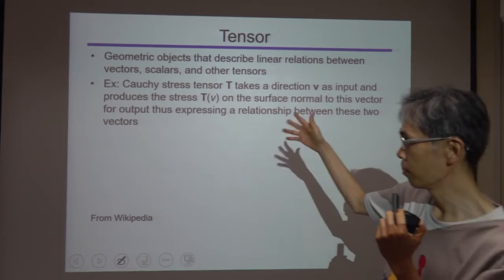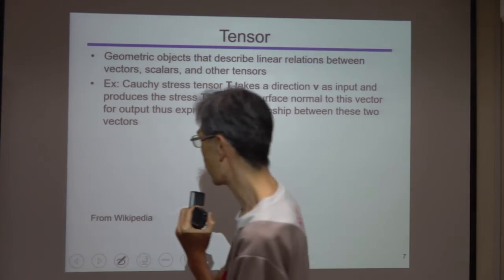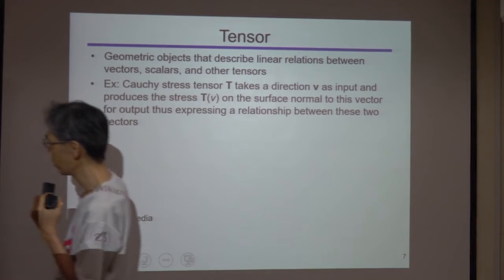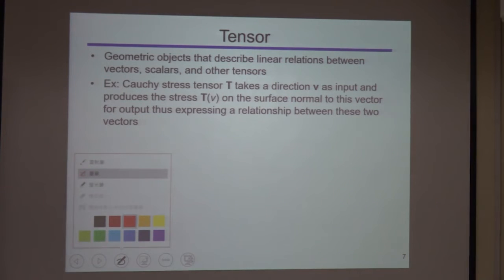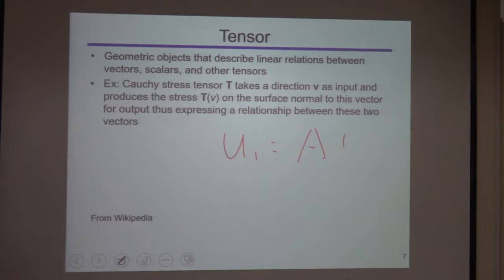And tensor, if we have vector 1, U1, U1 equal to A times U2. 3 by 1 vector. 3 by 1 vector. So this is 3 by 3. So this matrix can convert a vector to another vector. Then we call this tensor. Tensor can convert one vector into another vector. So this is a tensor operation.